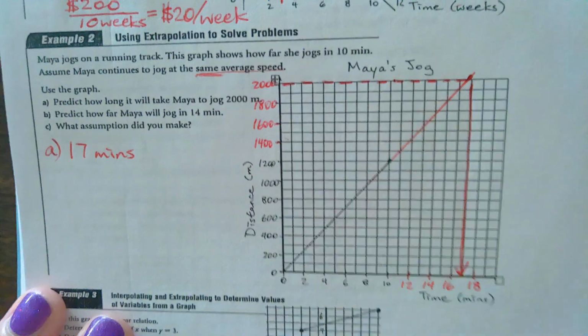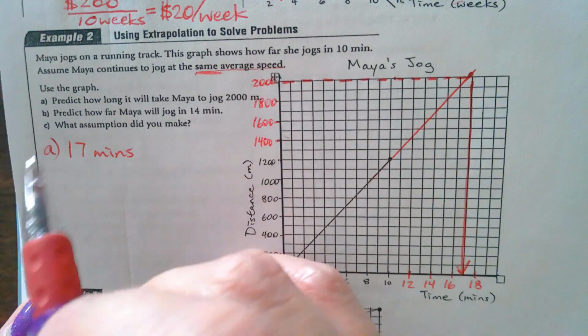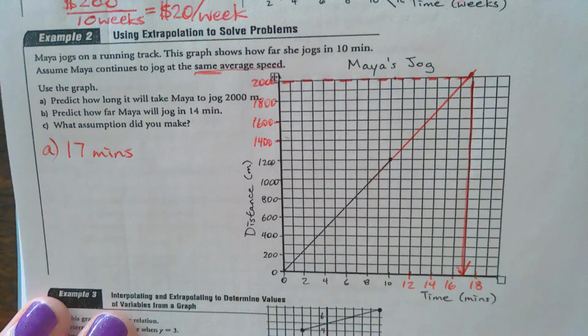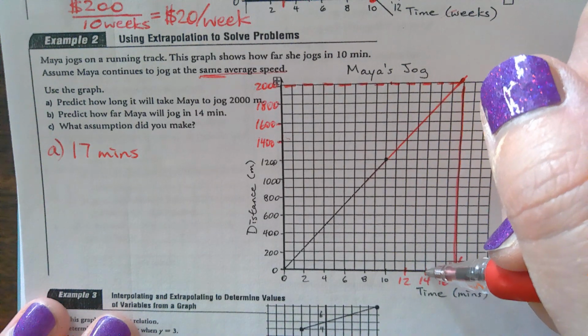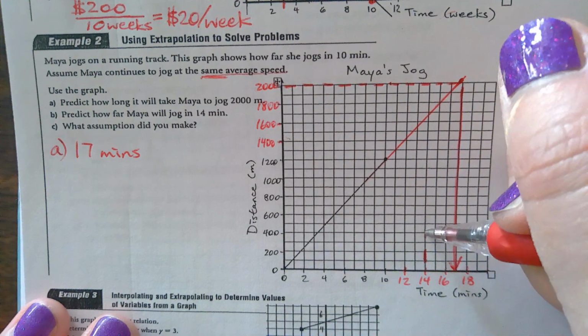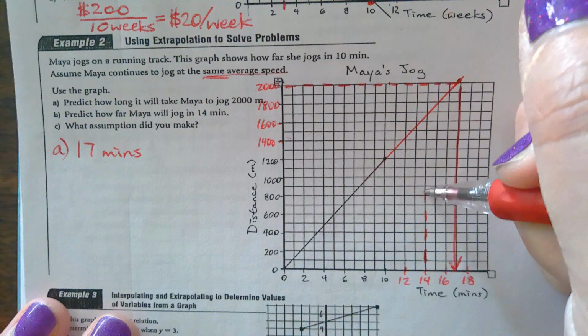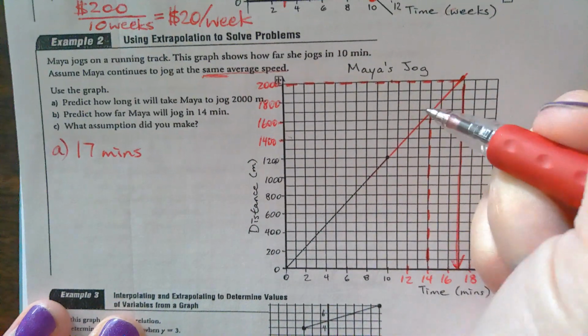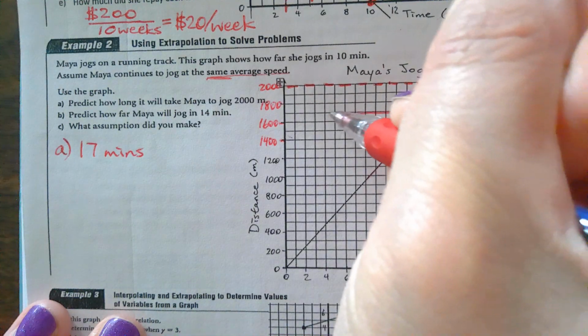17 minutes. Maybe I'm wrong, but 17 minutes. Looks like it's 17. Okay. Predict how far Maya will drop in 14 minutes. So 14 minutes, I'm looking at this on my x-axis, go up to my line, go across.